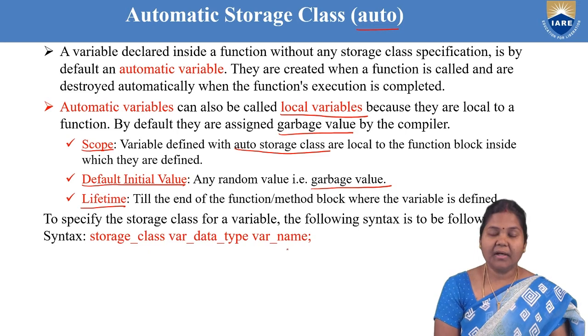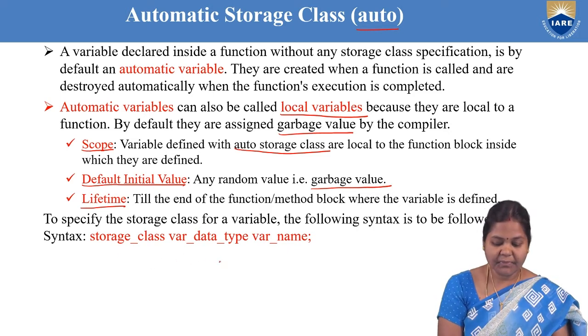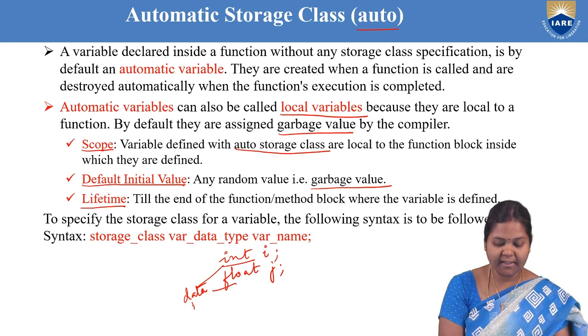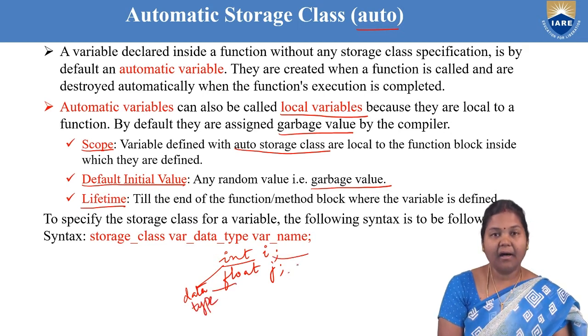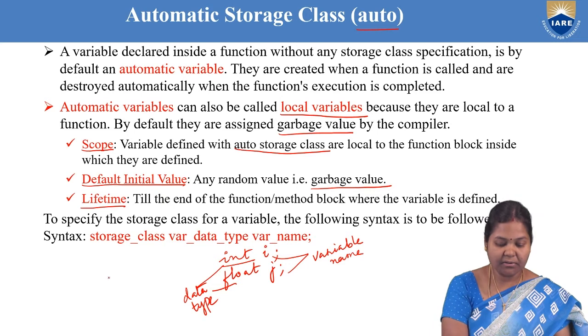Now, to specify that a variable has the automatic storage class, what is the default syntax that you have to use? Whenever you declare a variable, we normally write int i or float j. This is the way we declare a variable. Here int or float are known as the data type, and i and j are known as the variable name. Whenever you have to write the storage class information, you simply write auto int i.